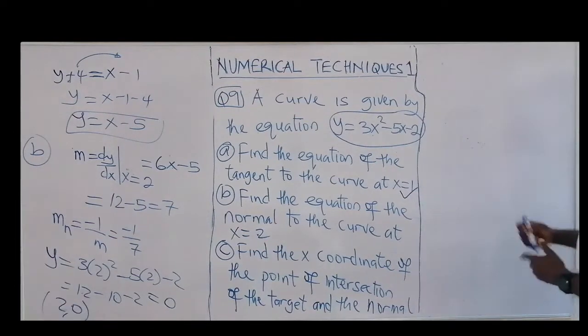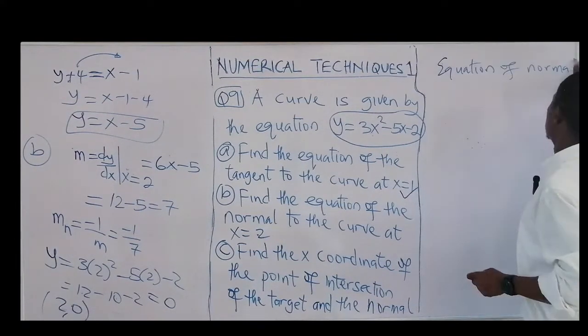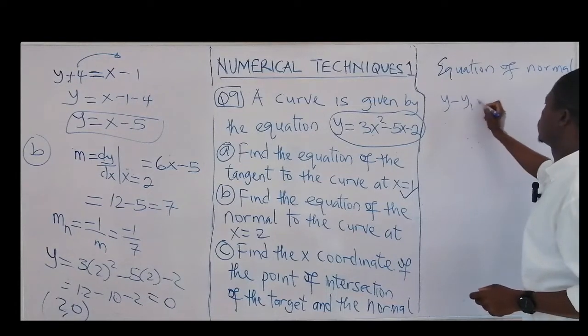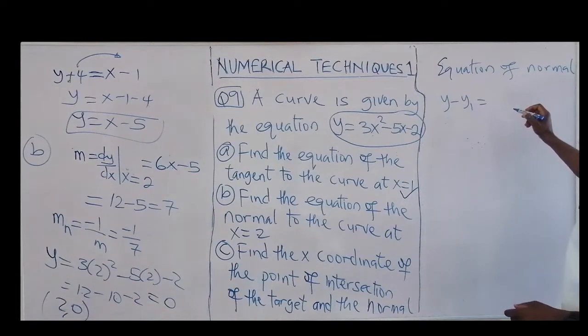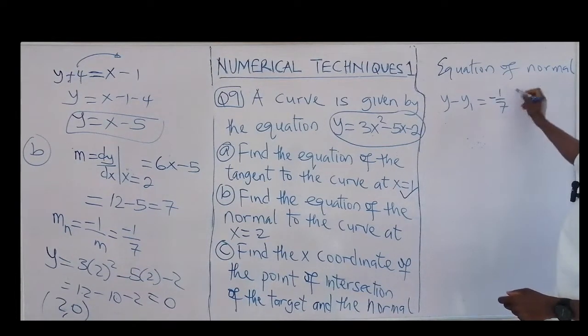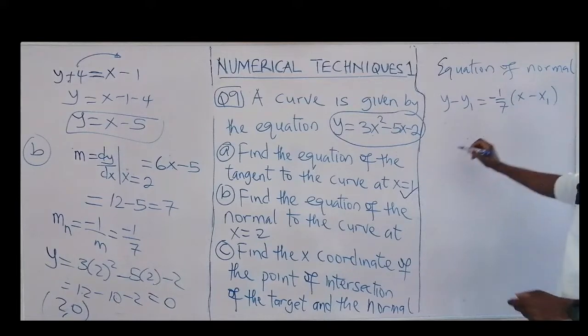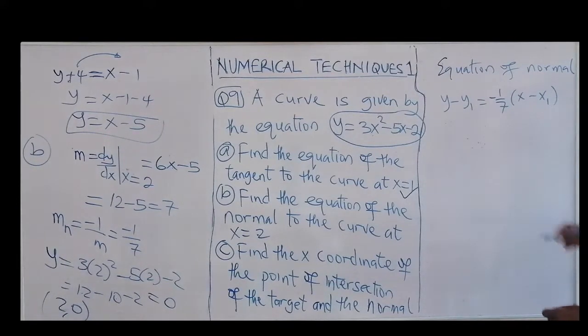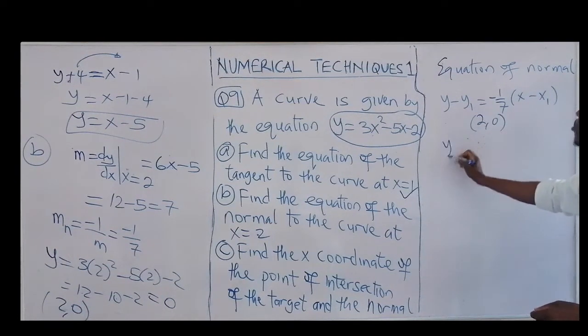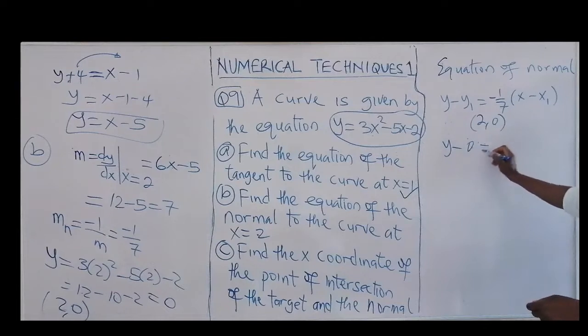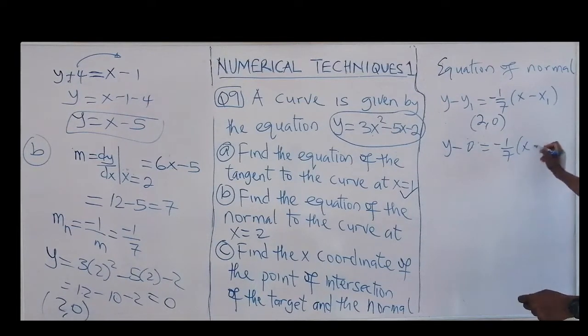So the equation of the normal will be y minus y1 equal to the slope, which is minus 1 over 7, times x minus x1. Then we have the coordinate point 2, 0, so plug that in. That will be y minus my y1, which is 0, equal to minus 1 over 7 into bracket x minus x1, which is 2. So multiply through the equation by 7 to cancel this fraction.